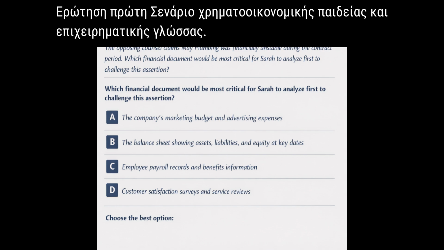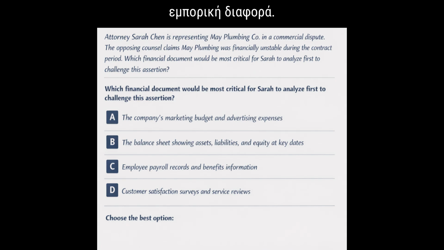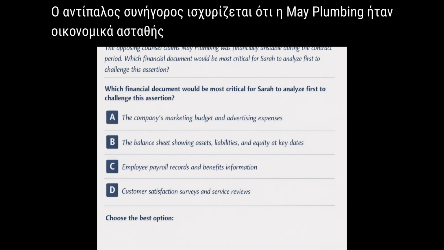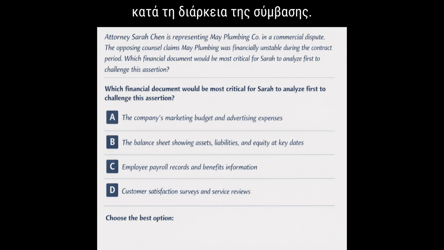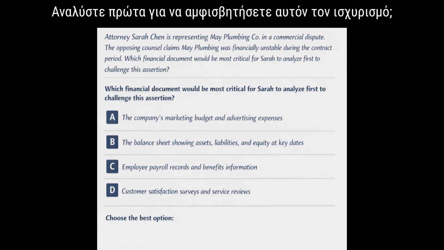Question 1. Financial literacy and business language. Scenario. Attorney Sarah Chun is representing May Plumbing Company in a commercial dispute. The opposing counsel claims May Plumbing was financially unstable during the contract period. Which financial document would be most critical for Sarah to analyze first to challenge this assertion?